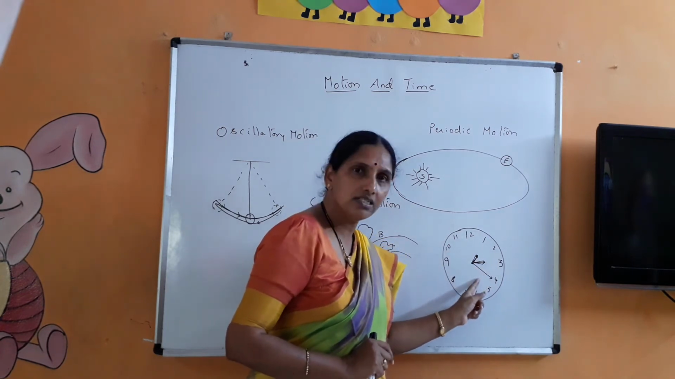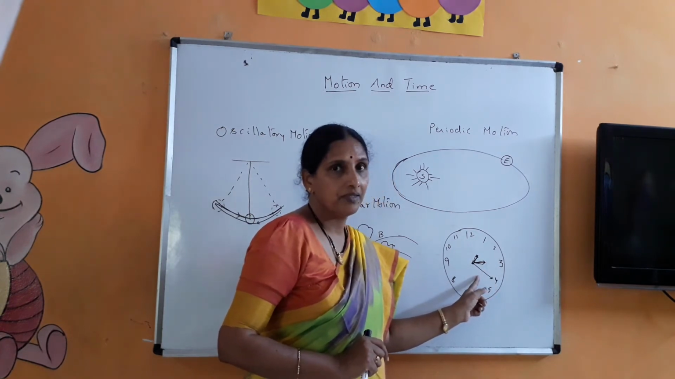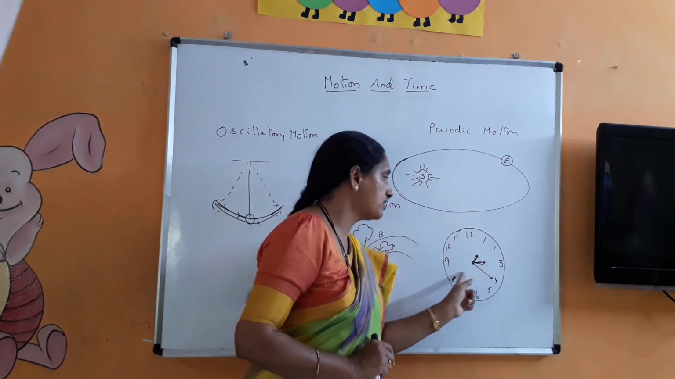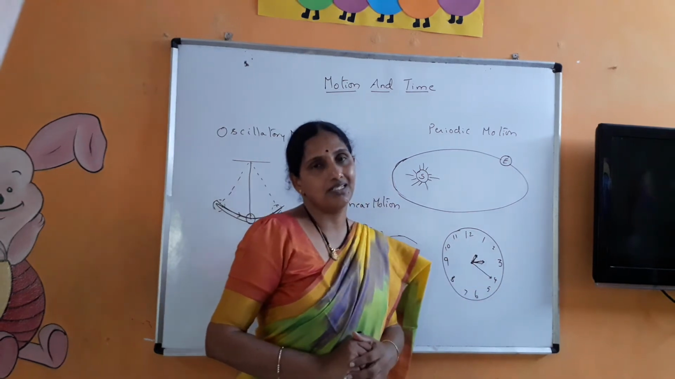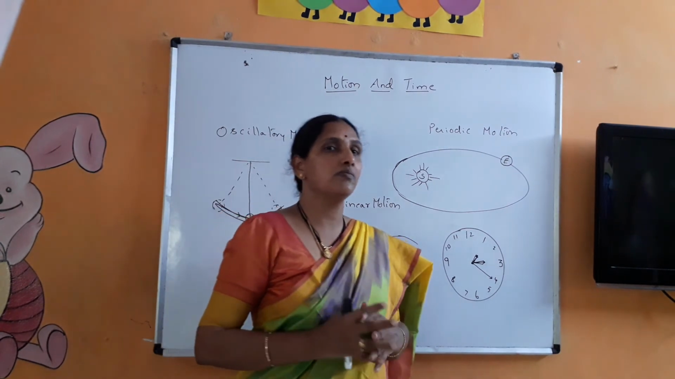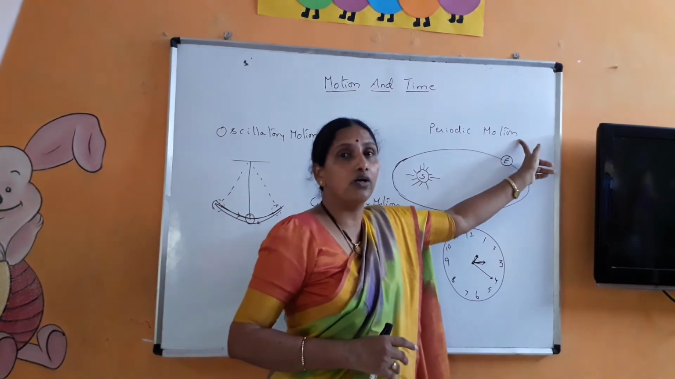Both are repeating their motion. Both are repeating their journeys. But this is repeating the journey in 1 minute, whereas the minute's hand is repeating the journey in 60 minutes. Right? Did you get the point now what is meant by repeated motion? That is called periodic motion.